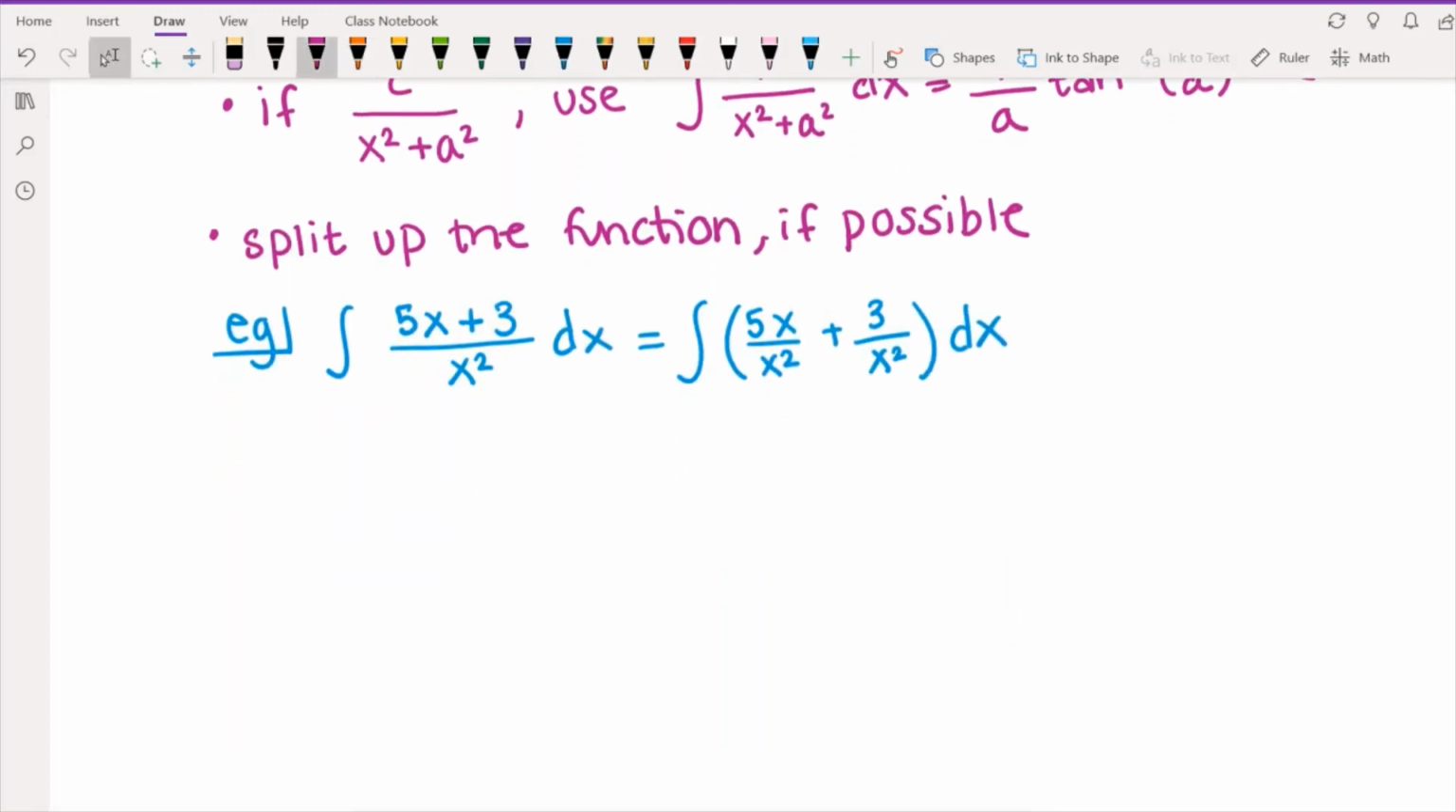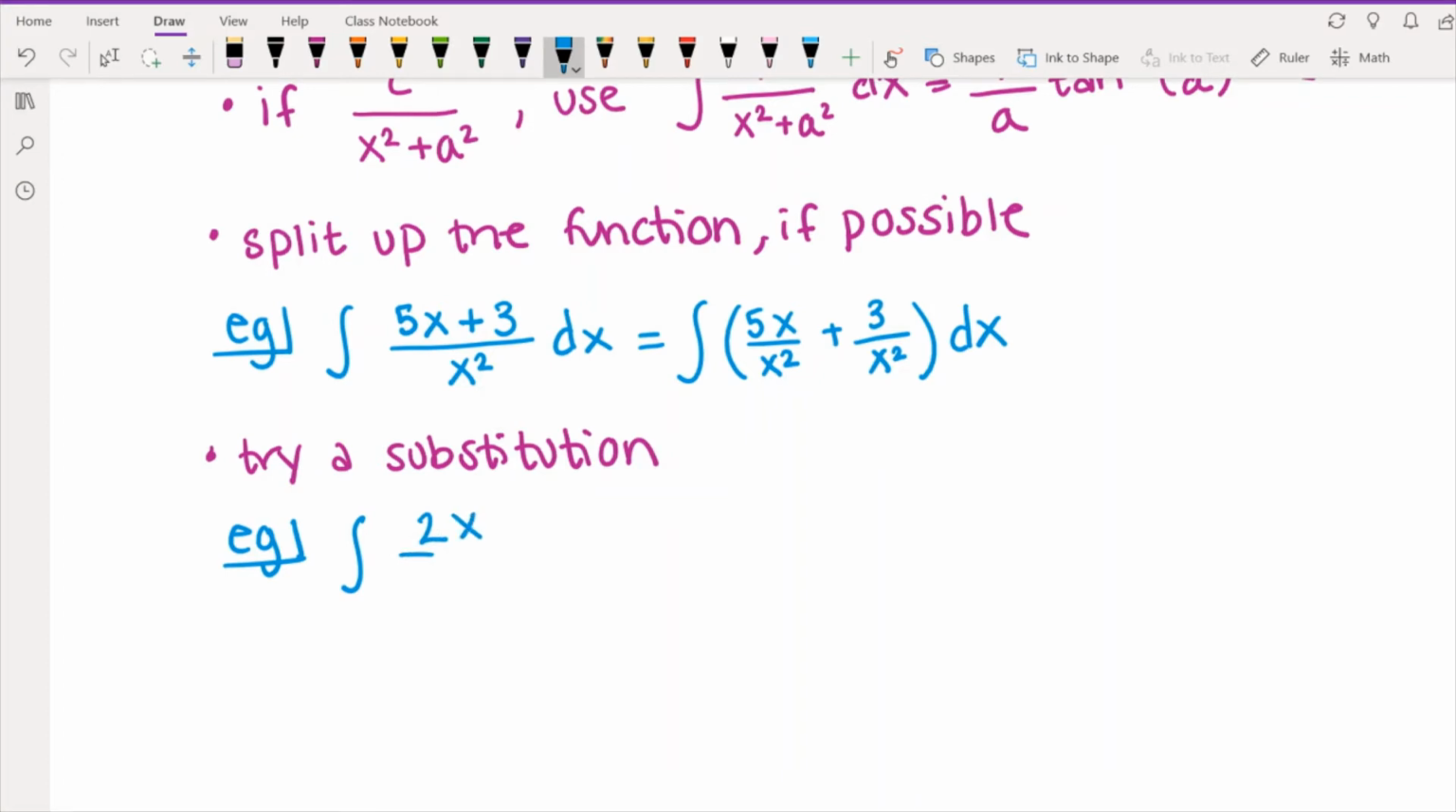Another thing you can look for before resorting to partial fractions is to try a substitution. That might look something like the following. If you have the integral of, let's say, 2x over x squared plus 9, well, if you let u equal x squared plus 9, then du is going to be equal to 2x dx. And so you'll be able to get rid of that 2x in the numerator.